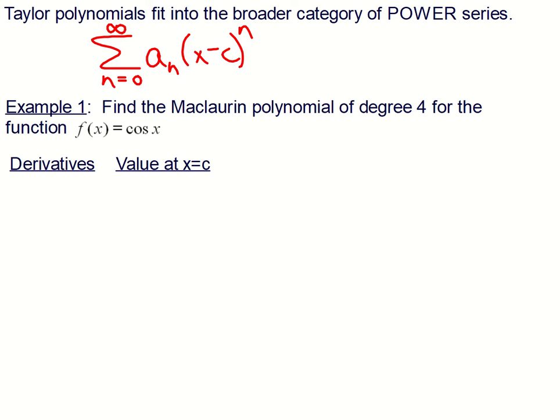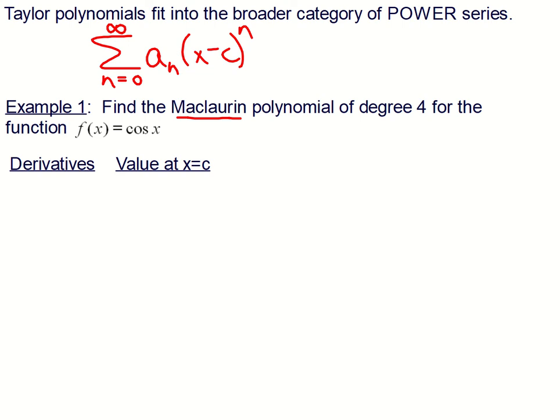So in this first example, it says, let's find the Maclaurin polynomial. That means it's centered at x equals 0, of degree 4 for the function y equals cosine x. So we're going to start by taking the derivatives of cosine x and then substituting in the value at the center so that we can start building up our coefficients, just to do it in a nice orderly fashion so we don't accidentally mess up something.